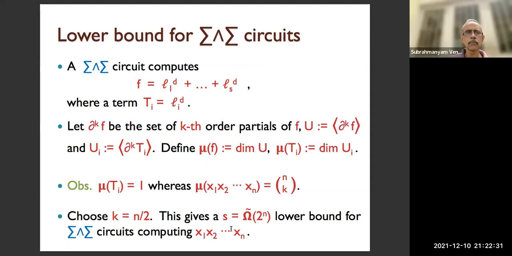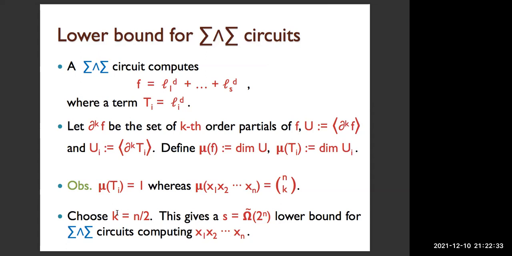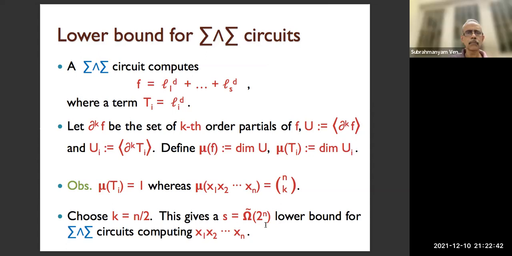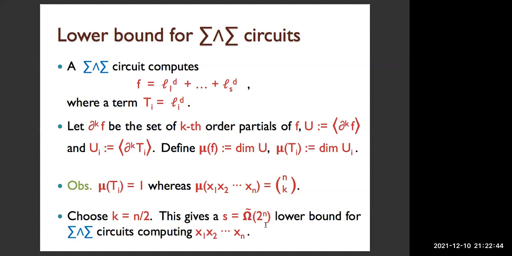And that immediately gives you a lower bound. If you choose k to be n by 2, that immediately tells you by subadditivity that your S must be at least like 2 power n or so, right? So that's how a lower bound looks like. But let's get back to this property, right?